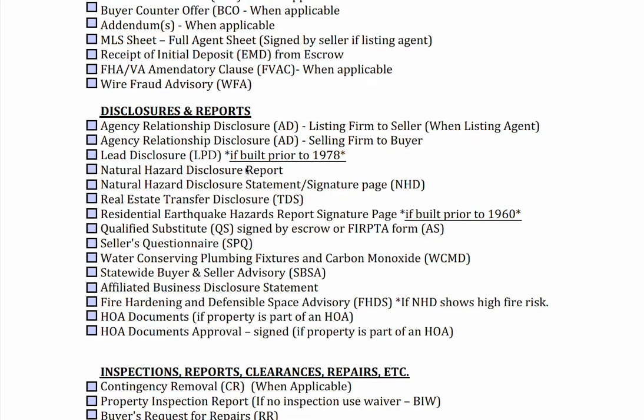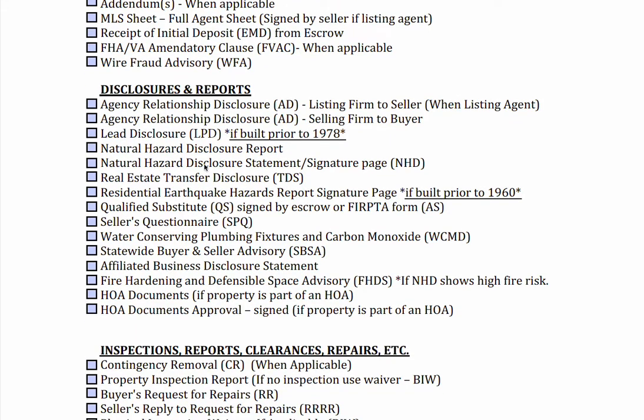Lead disclosure is legally required if built prior to 1978. The Natural Hazard Disclosure Report is a legally required disclosure. We have the report itself, which is usually around 20 pages, or longer if there's an environmental supplement. And then we have the NHD signature page. In this report, there's one page that acknowledges receipt of the information, and that signature page is what this is. So we need both of those.